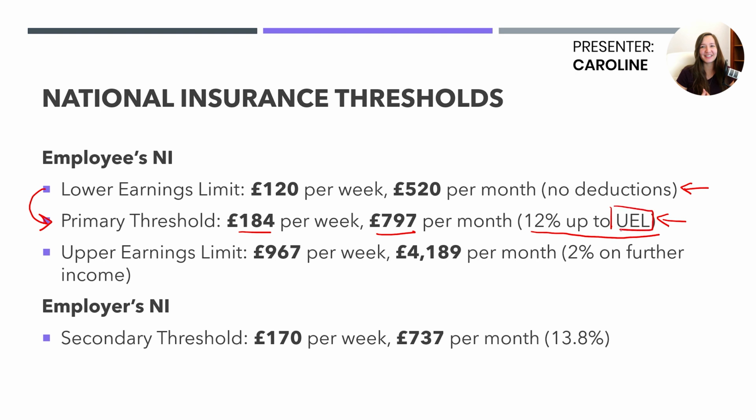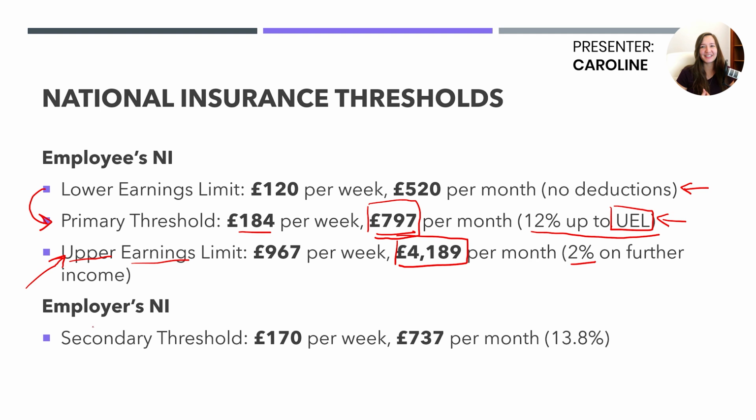So this upper earnings limit is actually right here. That one is £967 per week or £4,189 per month, and that drops down to 2% on further income. So you're going to be paying the most between basically £797 and £4,189 per month. These are where you have 12% national insurance deductions, and then on any income after this £4,189, you would have 2% national insurance. So it does drop off once you start earning a higher amount.